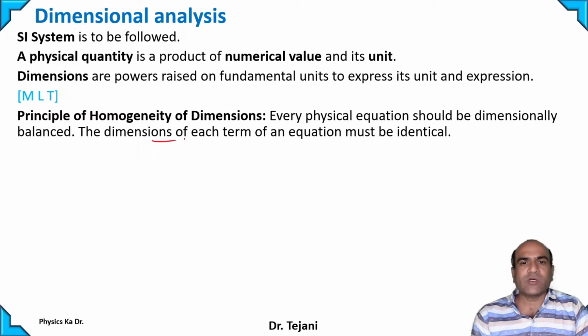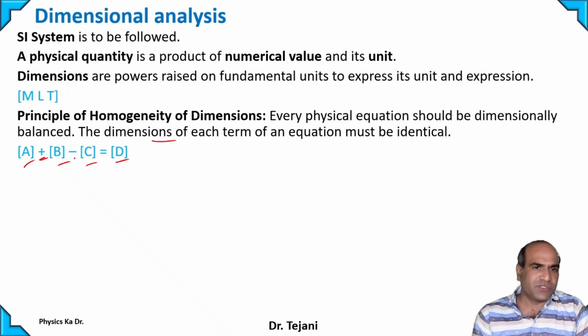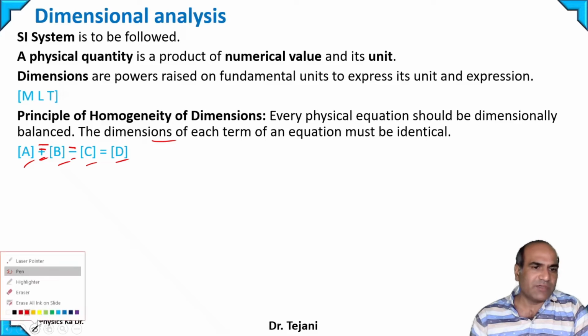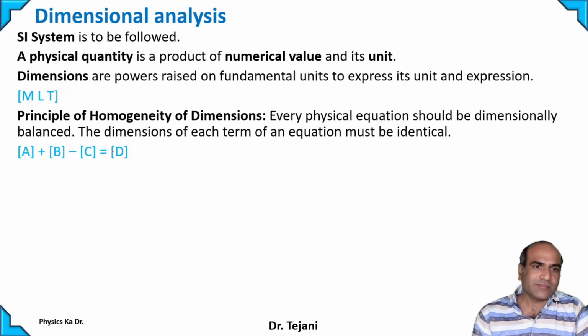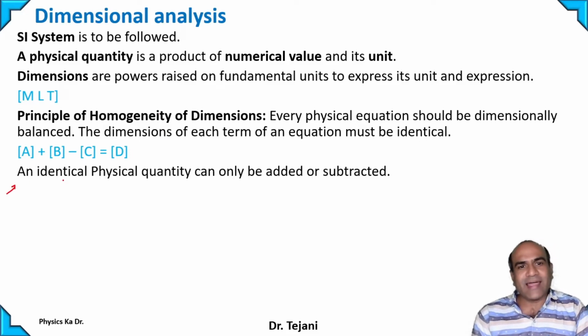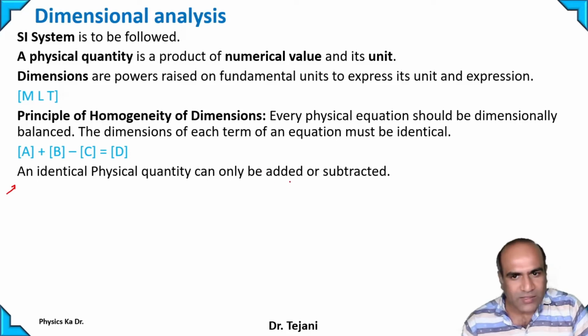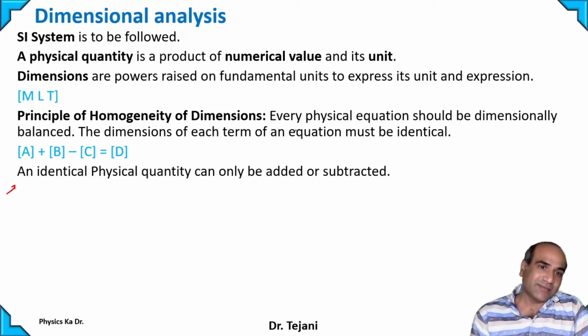And the dimensions of each term. Suppose there is an equation given, A plus B minus C is equal to D. So if terms are connected with addition or subtraction, then the dimension of A must be equal to the dimension of B, and the dimension of B must be equal to the dimension of C. That means all of these individual dimensions must be equal. That we need to remember, and that we need to apply. Then what next? An identical physical quantity can only be added or subtracted.